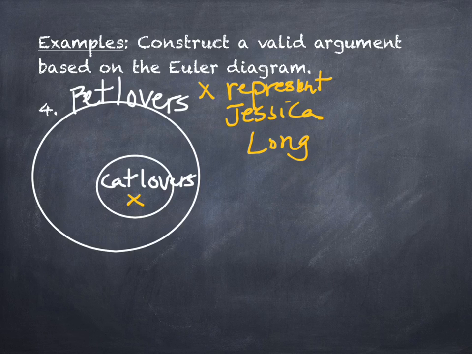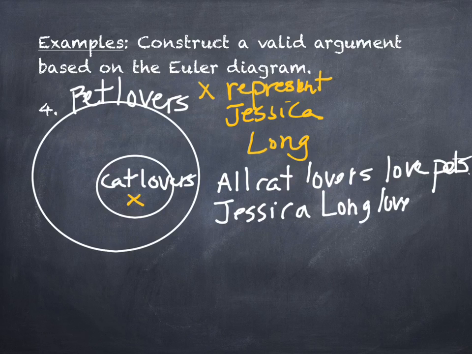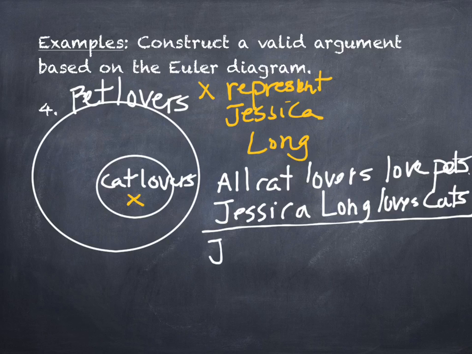Okay, so what's the first line of my argument going to be? All cat lovers love pets. All right, that sounds good. Or you could say all cat lovers are pet lovers. That'd work too, right? Now what? Jessica Long loves cats. And then I draw a line, yeah? And what is the conclusion that would be formed based on this? Jessica Long is a pet lover.